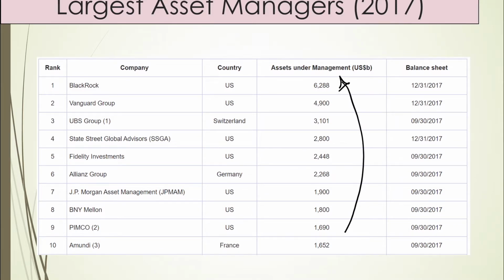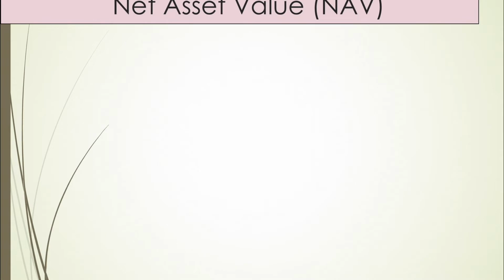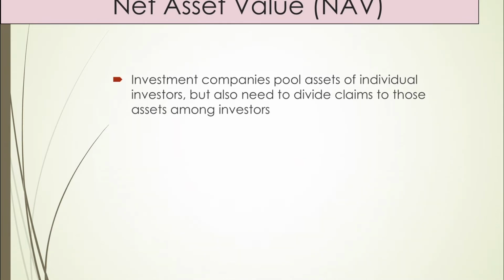So before we get into the different types, let's talk about a key calculation that we'll be looking at here today, and it's called net asset value. So these investment companies, as we mentioned previously, pool the assets of individual investors, but they also need to be able to divide the claims to those assets among the investors. So how do they do so? They do so by calculating a net asset value. This is simply the value of each share in the pool, and the number of shares that you own then represents your claim on the underlying assets.